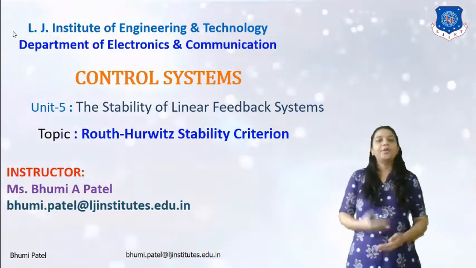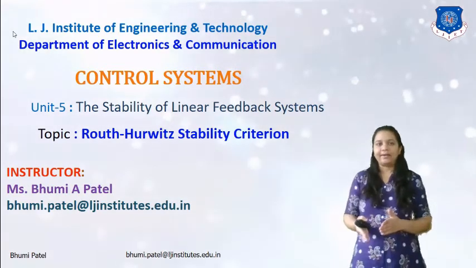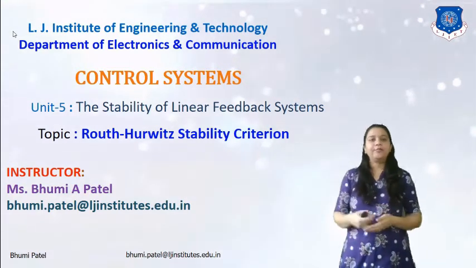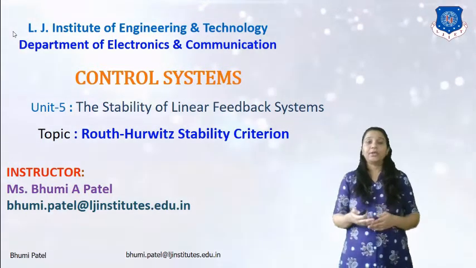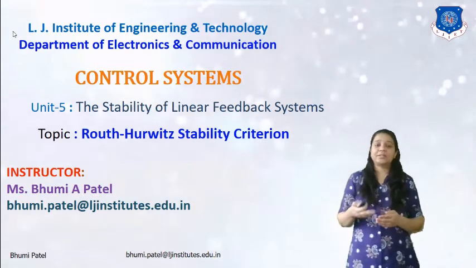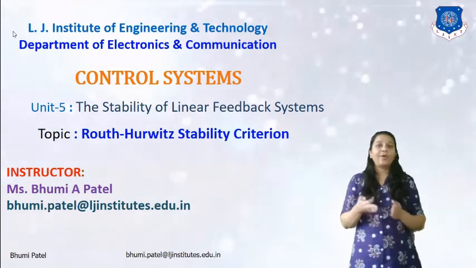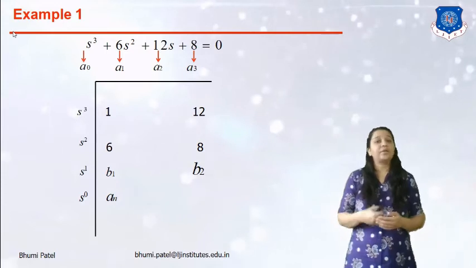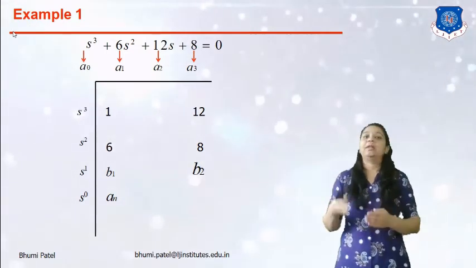Hello everyone. Today our topic is the Routh-Hurwitz stability criteria in unit number 5, the stability of linear feedback systems. In the last session, we studied the stable system, unstable system and critically stable system criteria, and we saw how the Routh array works for this system. So today we will study an example using the Routh-Hurwitz stability criteria.